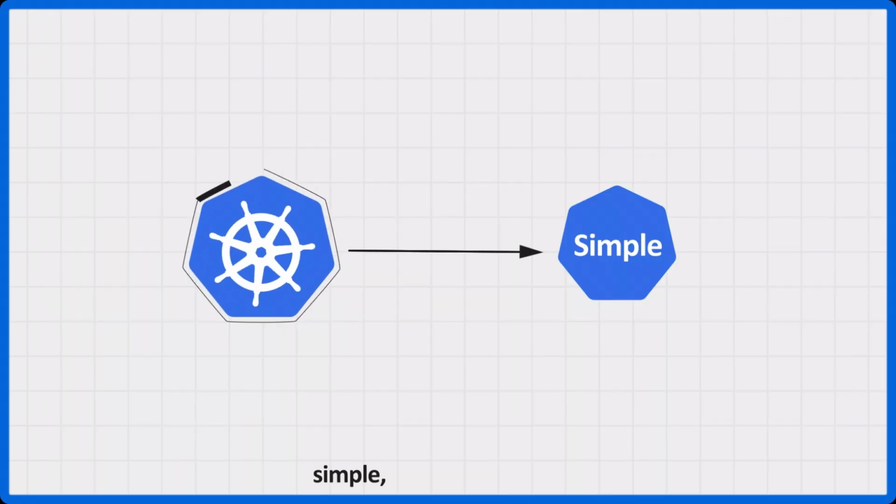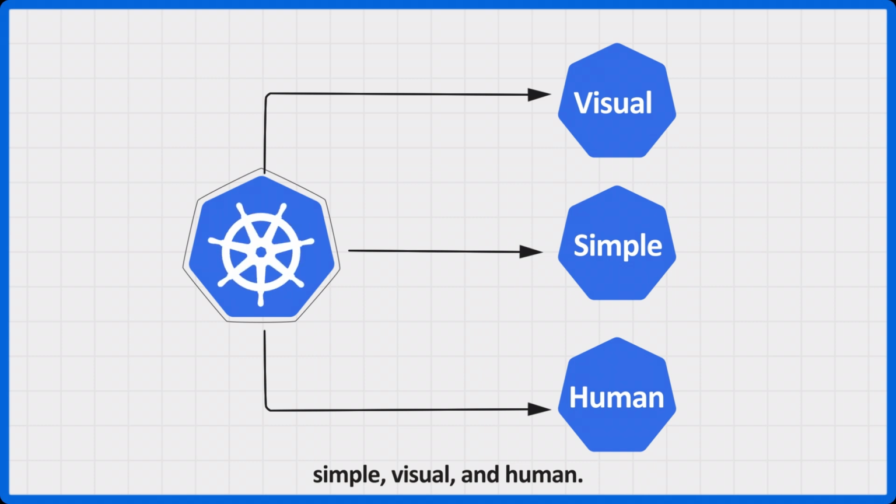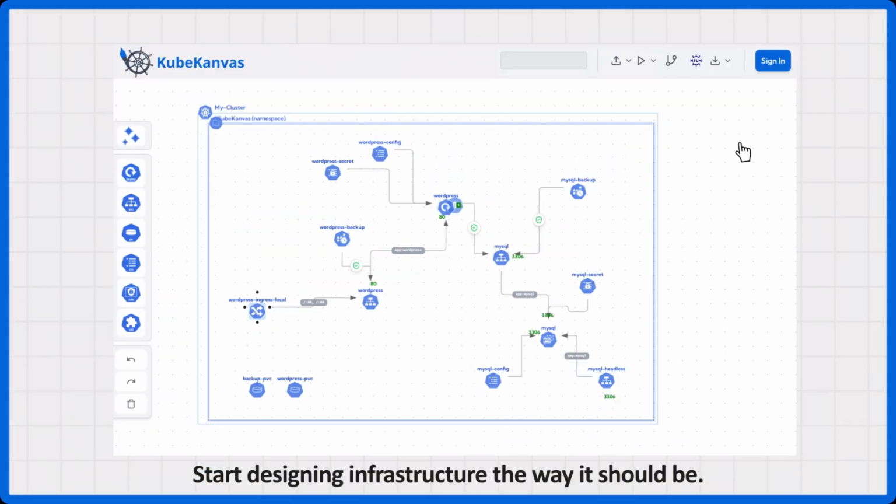KubeKanvas makes Kubernetes simple, visual, and human. Stop writing YAML by hand. Start designing infrastructure the way it should be.